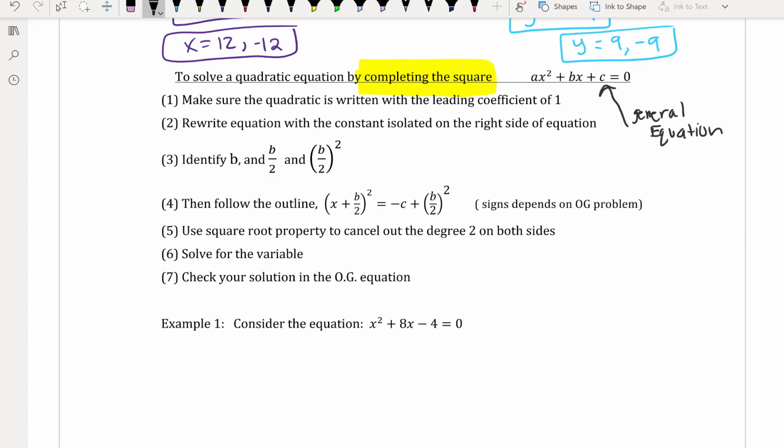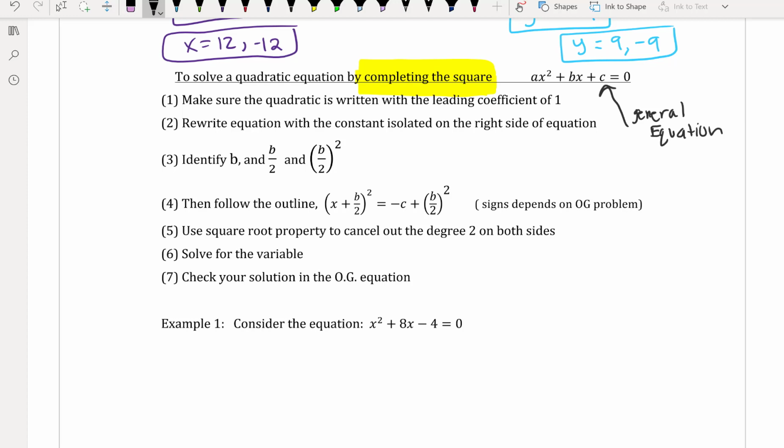So if I were to have my general equation, here are some steps that I would use in order to complete the square. I would make sure that the leading coefficient is 1. So that means my a value would be equal to 1. I would rewrite the equation with a constant isolated on the right side of the equation. Then I would identify three different things, the b divided by 2, and the b divided by 2 squared. Then I kind of follow that outline.